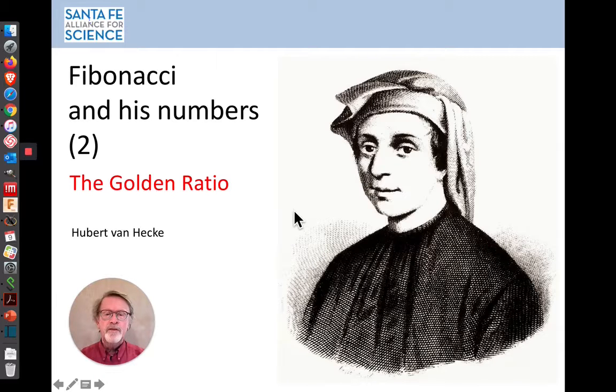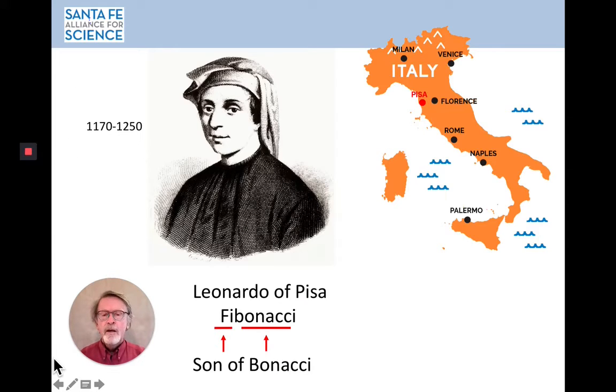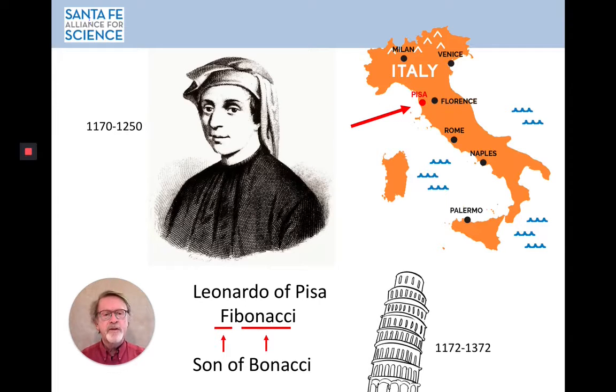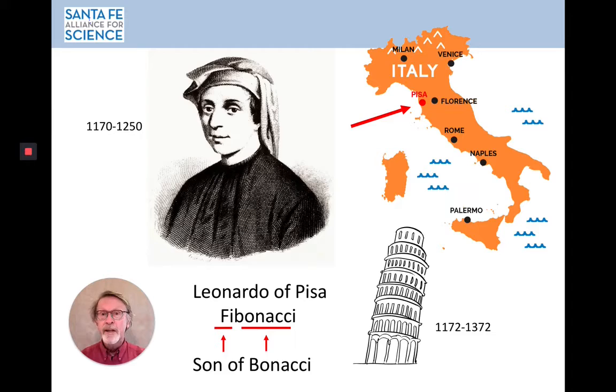In a previous video, we learned about the Fibonacci numbers. In this video, I will make the connection between the Fibonacci numbers and the golden ratio. Remember, Fibonacci lived about 800 years ago in the city of Pisa in Italy. Pisa, of course, is known for the Leaning Tower, which was almost finished when he lived, but not quite.